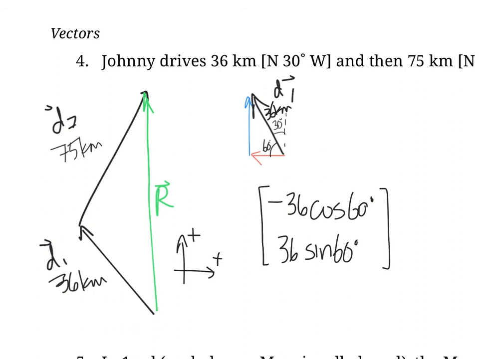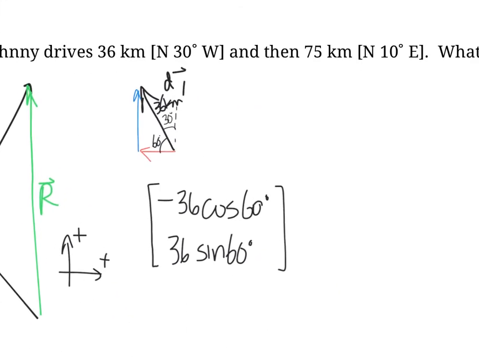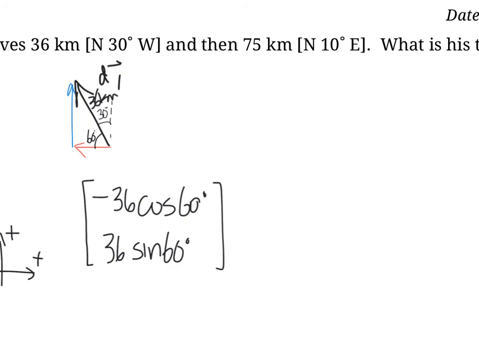So see, that's our d1 broken up into its x and its y component. And we could do the exact same thing for vector 2. So vector 2 looks something like that. It's 75 kilometers long.